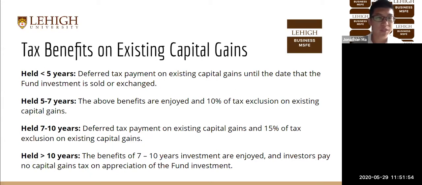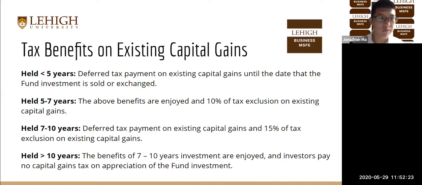So if the money is held for less than 5 years, the deferred tax payment on existing capital gains until the date that the fund investment is sold or exchanged can be enjoyed. This just basically means the investors can have the time value of money. If the money is held for 5 to 7 years, the above benefit is still enjoyed, and there is also a 10% tax exclusion on existing capital gains.